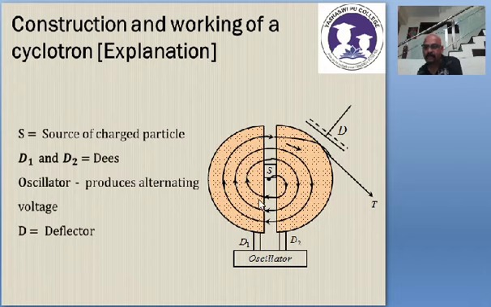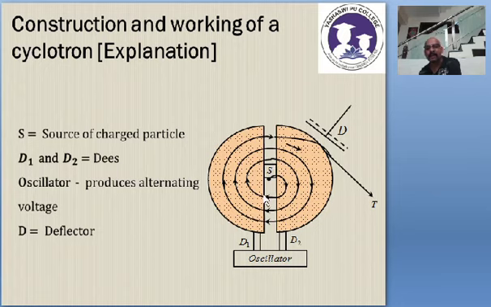So it enters D1. Once it enters D1, again the magnetic field comes into the picture. That magnetic field makes the charged particle go in a circular path. Now, since the velocity is from right to left, the force will be acting upwards, and therefore the charged particle experiences the force upwards and traces the semicircular path. Again it comes to the gap.